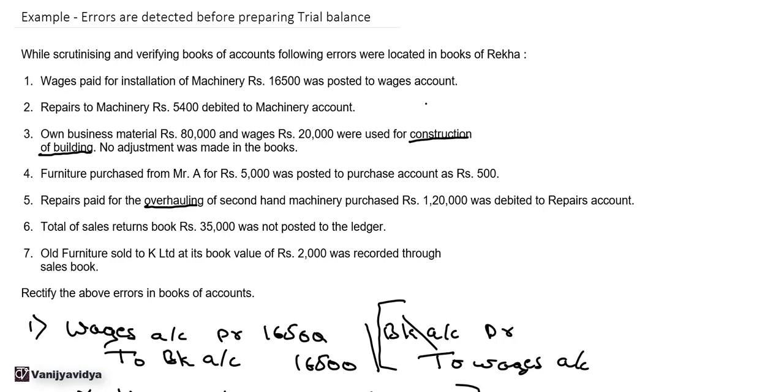Now in this case, before the machinery is put to use in the business, these repair expenses are incurred on that machinery. Now this should be added to your machinery account and not to your repairs account. But instead what has happened is it has been debited to repairs account. So we have to take it out from your normal repairs and maintenance expenses and it should be added to the cost of machinery. Now let's pass the rectification entry for this.